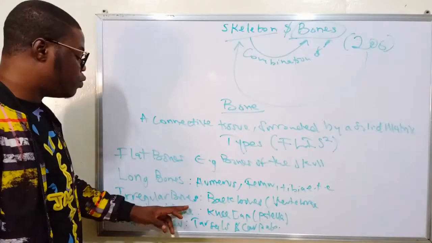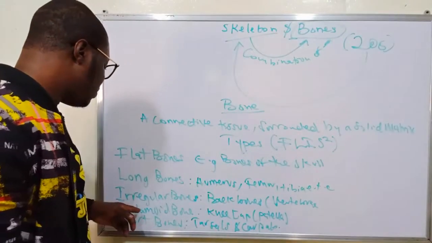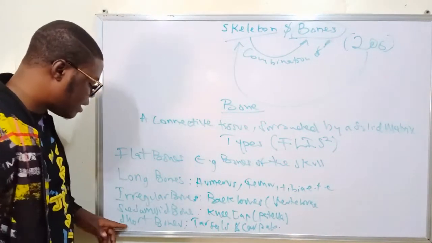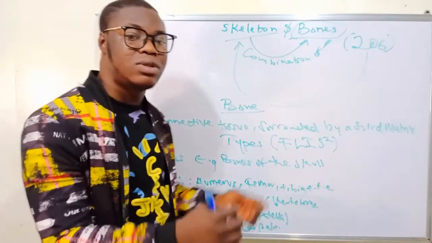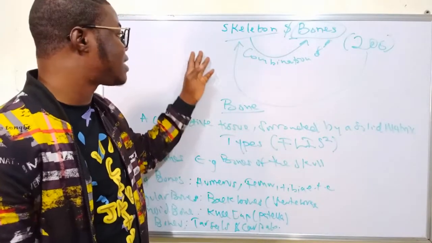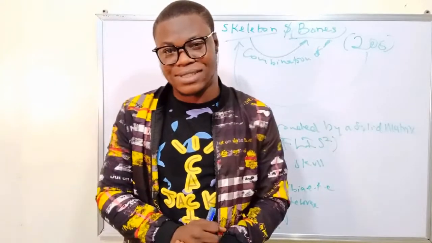And then the irregular bones, they are the backbone, the vertebra. And then we have the sesamoid bone, that is the kneecap, your patella. The last one are the short bones, they are the tarsals and the carpals. Tarsals are the bones of the ankles, carpals are the bones of the wrist. Now let's go into the skeleton proper. So what are the types of skeleton?